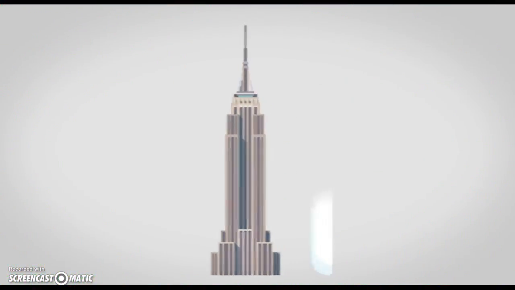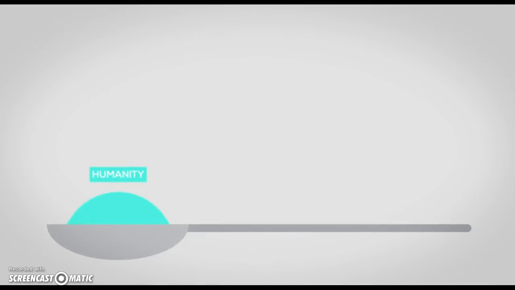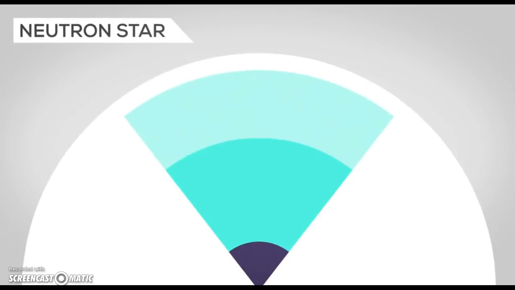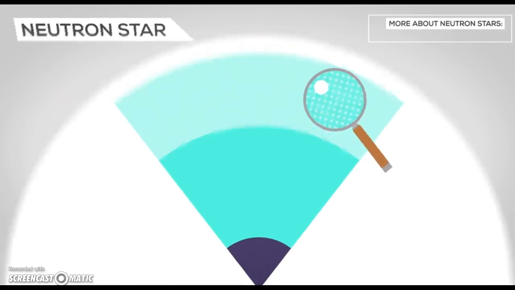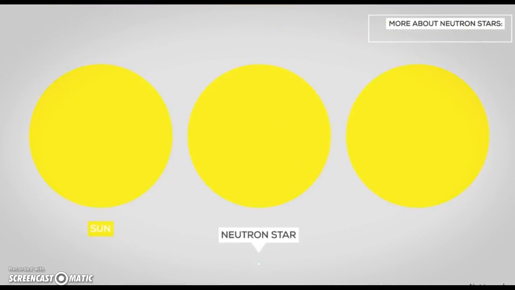If you were to subtract all the spaces between the atom cores from the Empire State Building, it would be about as big as a rice corn. All the atoms of humanity would fit in a teaspoon. There are extreme objects where states like this actually exist. In a neutron star, atom cores are compacted so densely that the mass of 3 suns fits into an object only a few kilometers wide.